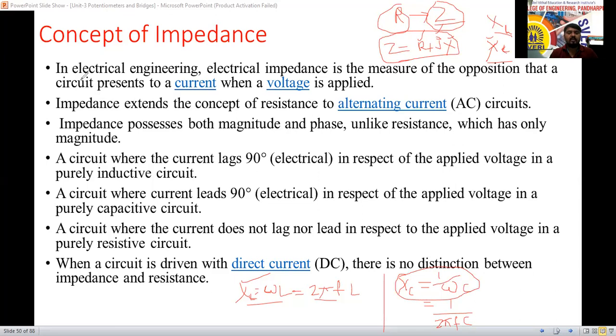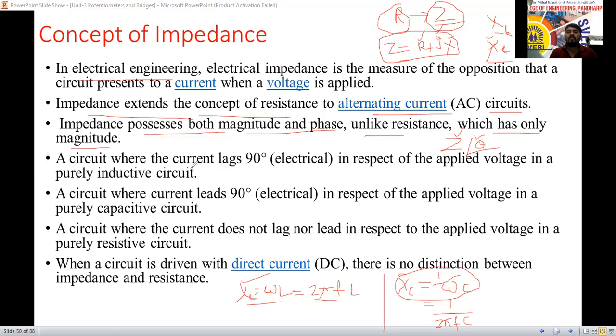So in electrical engineering, this one is over. Impedance extends the concept of resistance to alternating current AC circuits. Impedance possesses both magnitude and phase. It is going to have both magnitude and angle. In polar form we can write Z at an angle of theta. Z is the magnitude, this is the angle, that is phase. Unlike resistance, which has only magnitude, impedance has angle also.